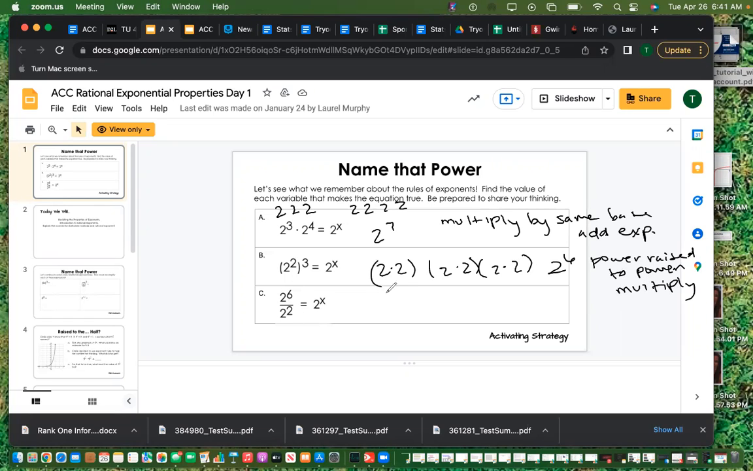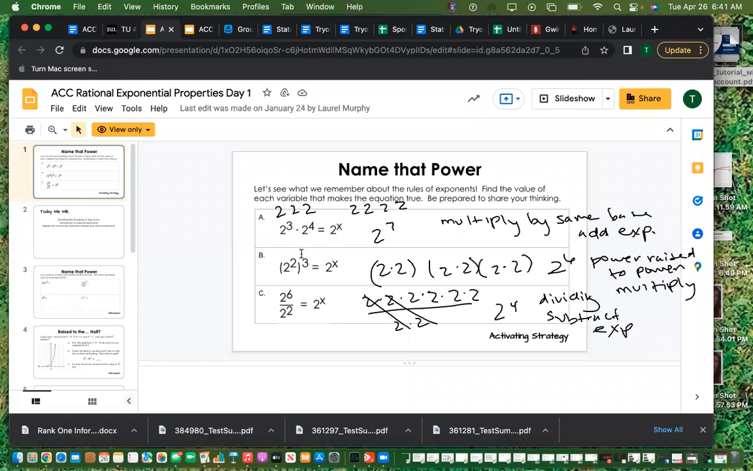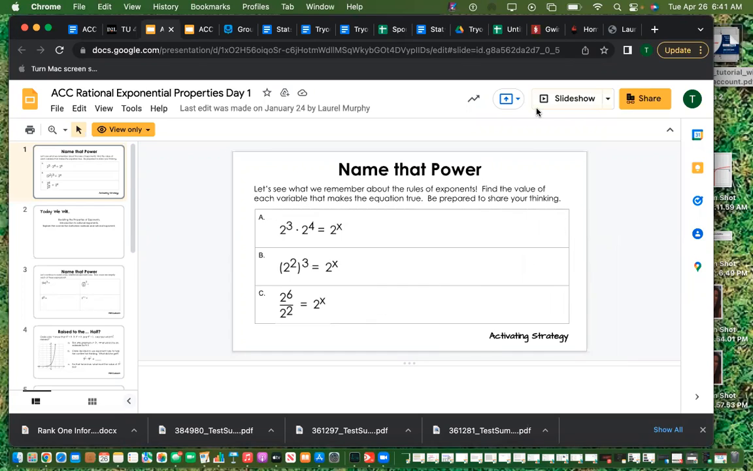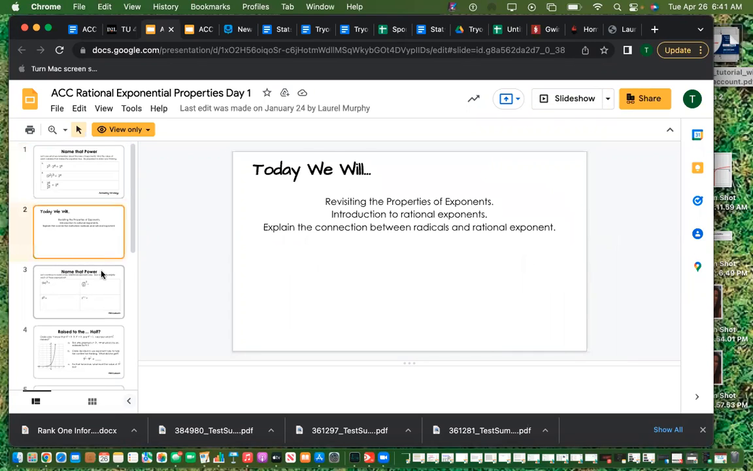Okay. If we have 6 2s divided by 2 2s, I can cancel things out. How many am I left over with? 4. So that means that if I'm dividing, I'm going to subtract the exponents. Okay. All right. And again, you can pause this video at any point in time if you need to take a second to write that stuff down.